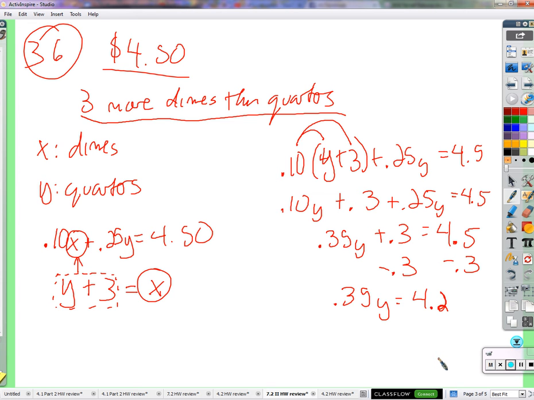And then you divide by 0.35. So we'll divide by 0.35 on this side, right? Because 0.35 divided by 0.35 is 1. 1y, that's just y. Divide this by 0.35. And what do we get? 12.86.